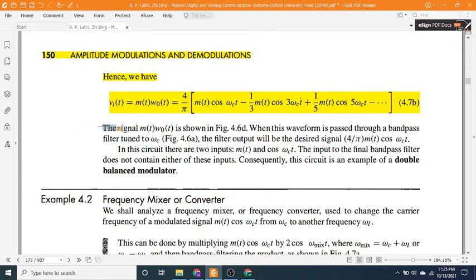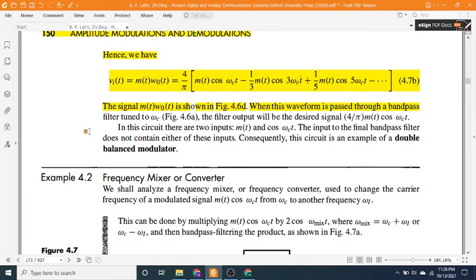The signal m(t)·w0(t) is shown in Fig. 4.6d. When this waveform is passed through a bandpass filter tuned to ωc, the filter output will be the desired signal, 4m(t)cos ωc t. In this circuit there are two inputs, m(t) and cos ωc t. The input to the final bandpass filter does not contain either of these inputs. Consequently, this circuit is an example of a double balanced modulator.